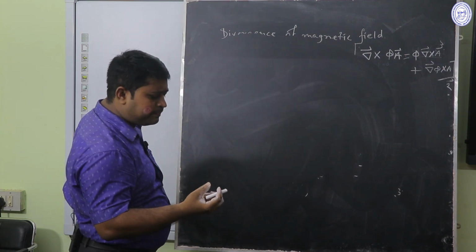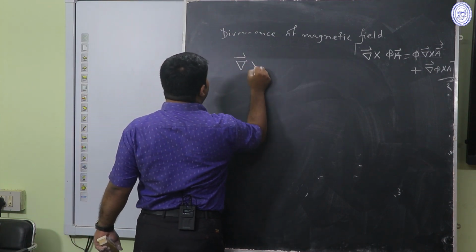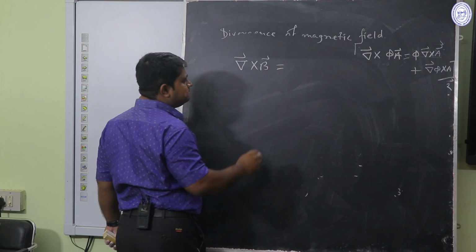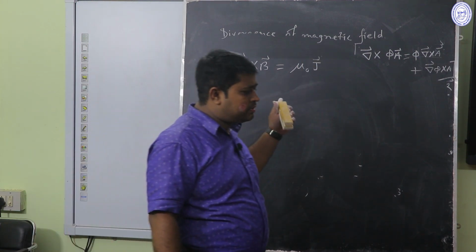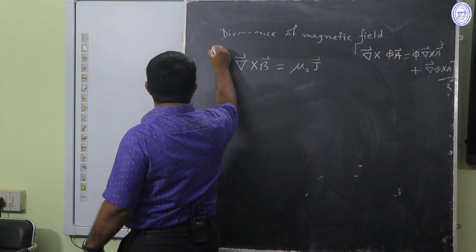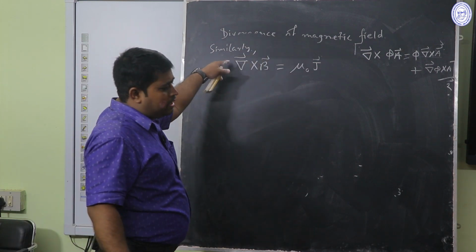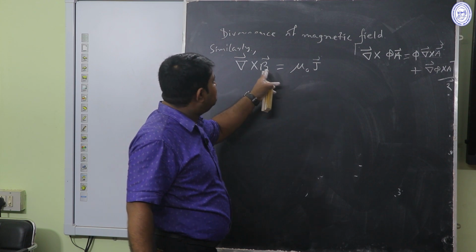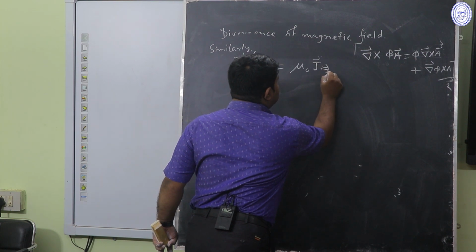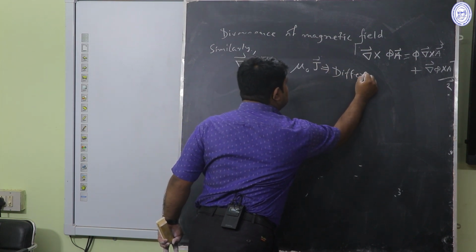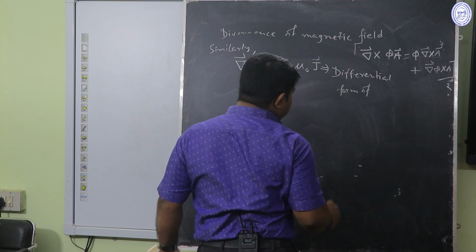Similarly, if we take the curl on both sides of the magnetic field, we get curl of B is equal to mu 0 J. This is known as the differential form of Ampere circuital law.